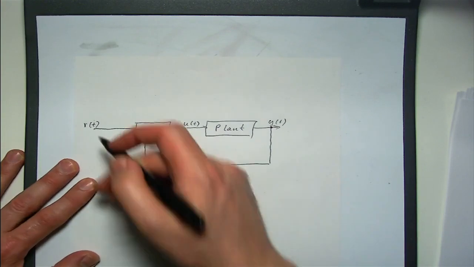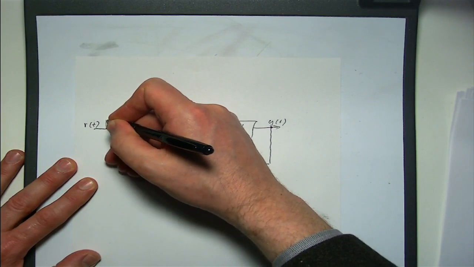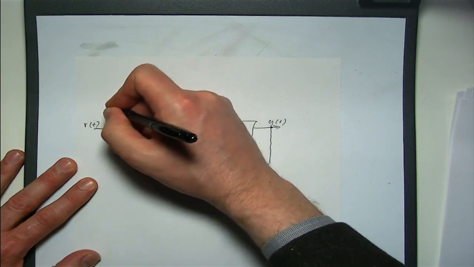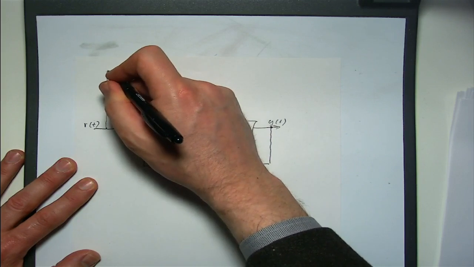However, now we say, okay, good, there is possibly a demand R, and we want our output to follow some very special kind of reference model.